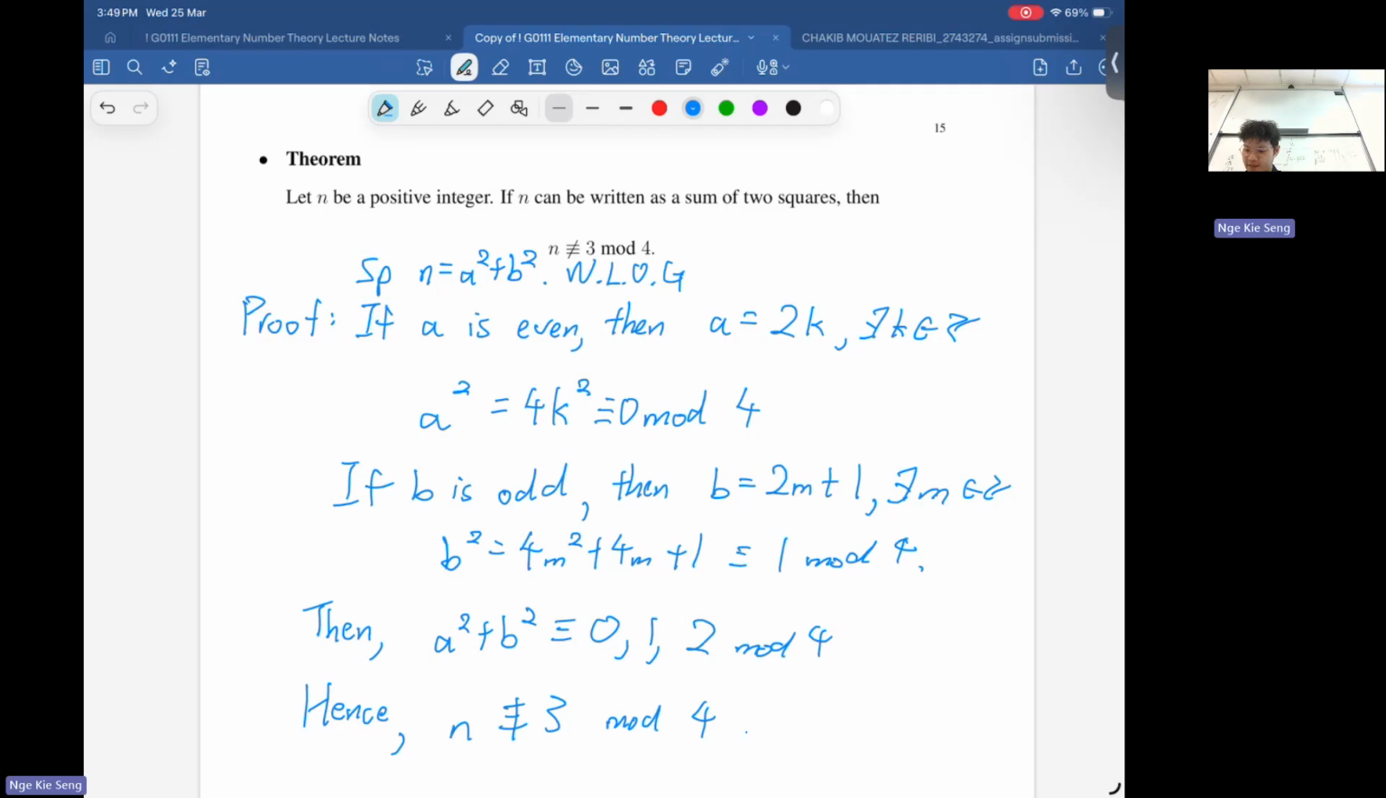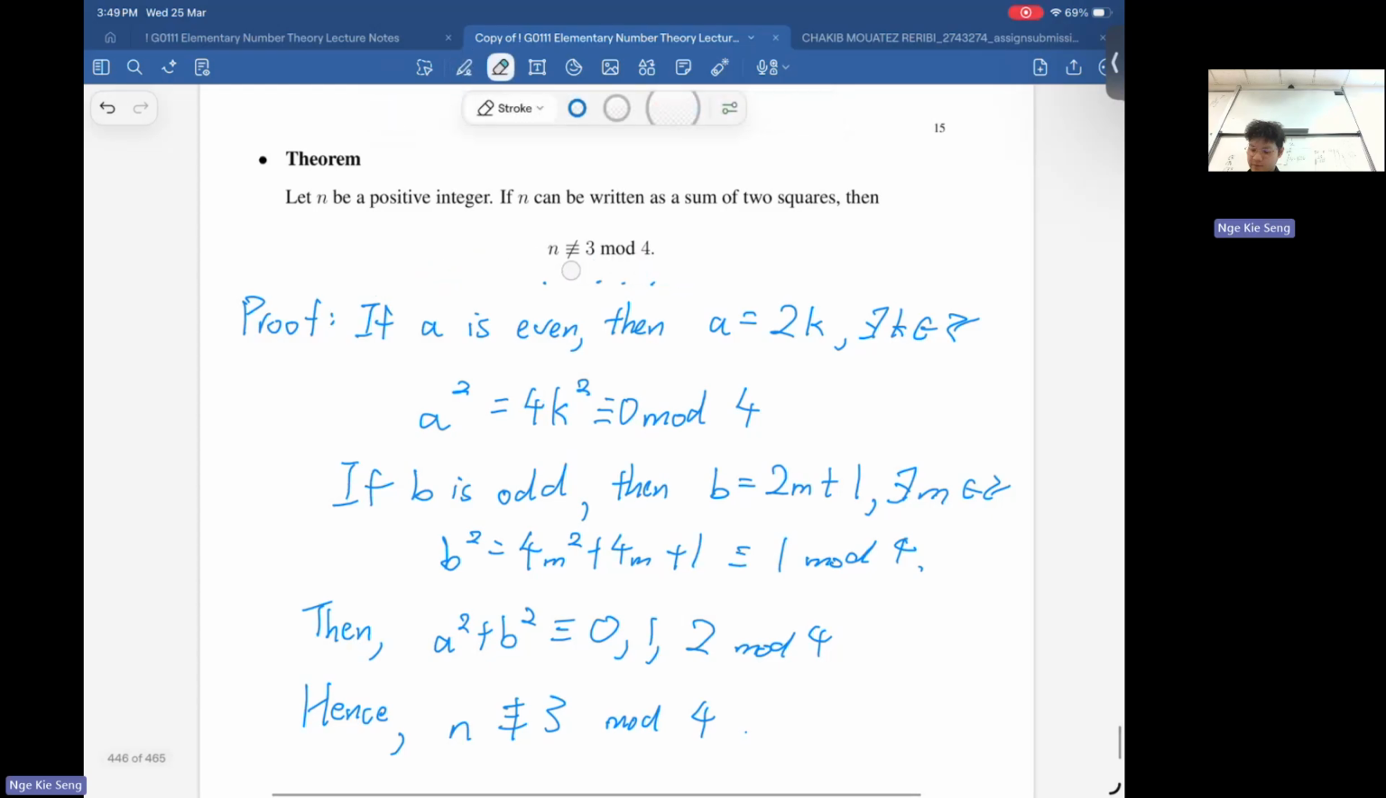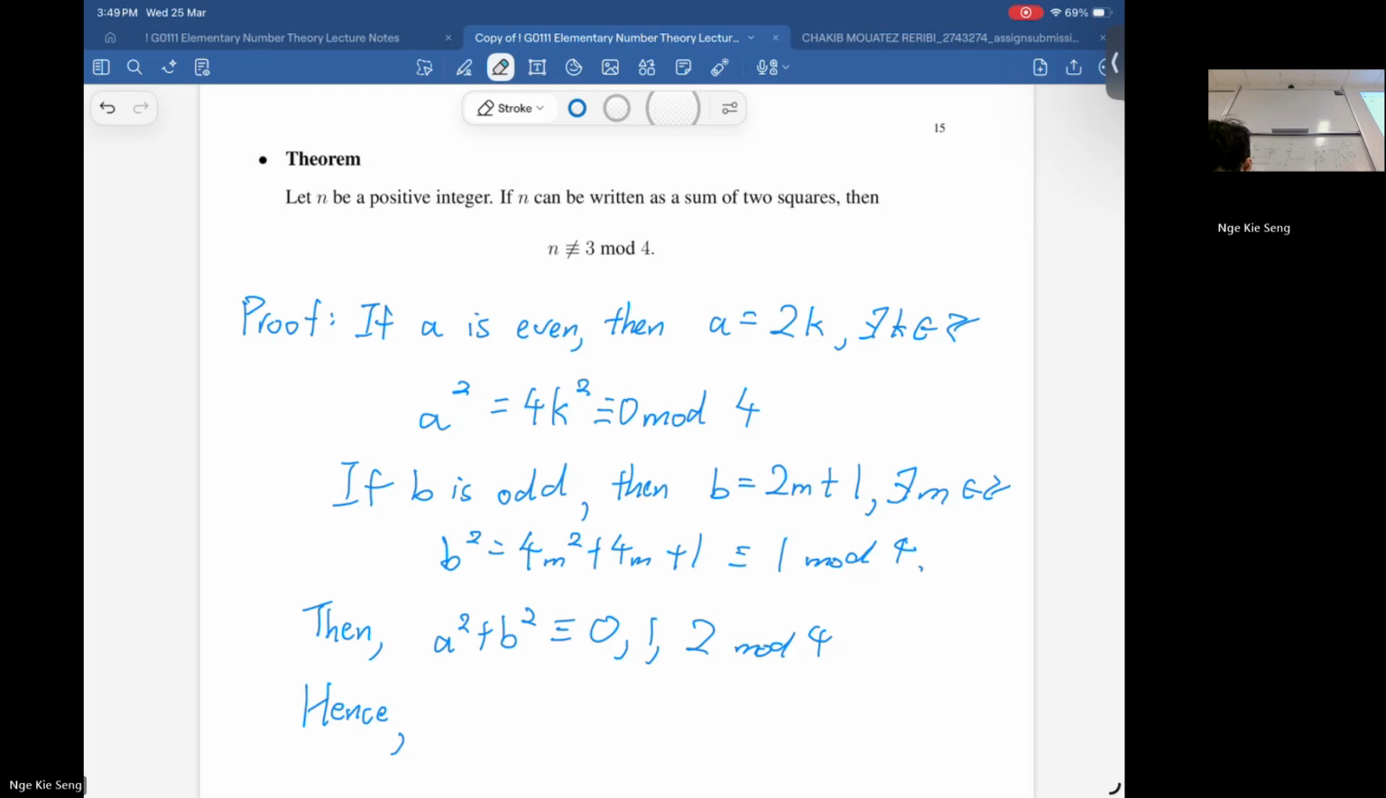Let me think. No, I shouldn't write like this. So hence, if... okay. So I think I shouldn't write like this. So let me see how I rewrite my thing. Okay.